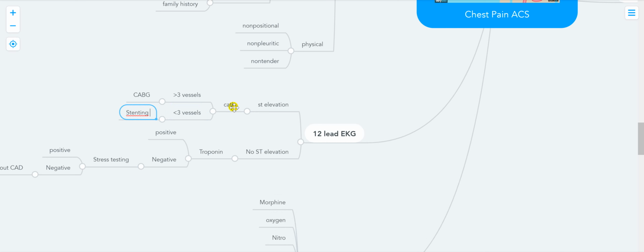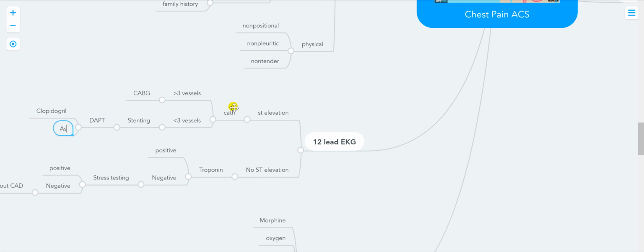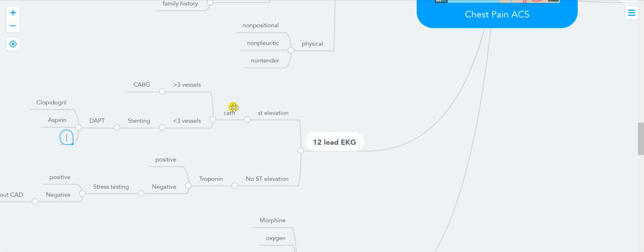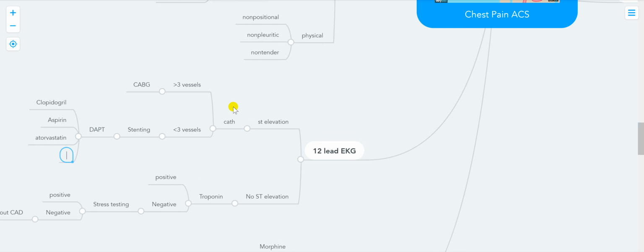Stenting, okay. And then, what do you do with the stenting, after you start beta blocker, ACE inhibitor? What do you need to do? We have to start with dual antiplatelet. Okay, excellent. It's called dual antiplatelet therapy. What does that involve? It should include clopidogrel and aspirin. Yep. And also put patients on high dose statin. Okay. Atorvastatin 40 milligram or rosuvastatin.